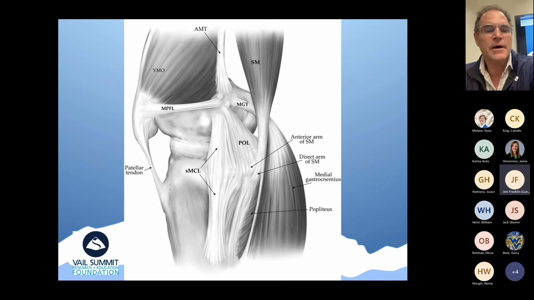So here we're seeing similar stuff, but now identifying some of the muscles: the vastus medialis on the medial side there, the AMT, the semimembranosus, medial head of the gastroc, that MGT, anterior arm of the semimembranosus, direct arm of the semimembranosus, medial gastroc, popliteus. What's the popliteus? Is that a ligament, tendon, muscle? What is it?